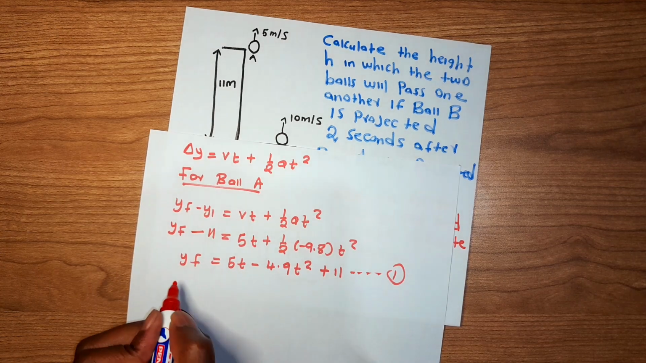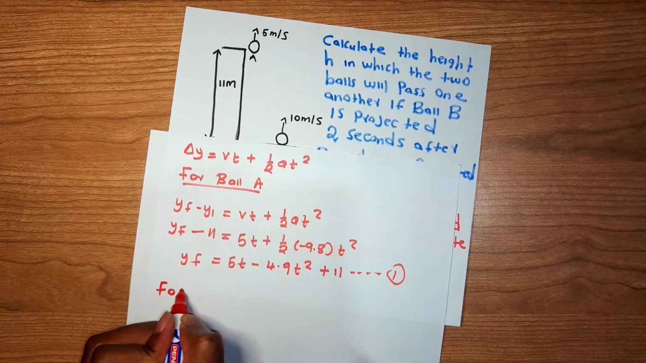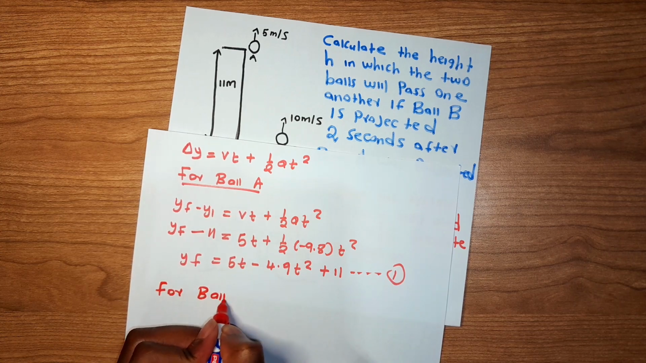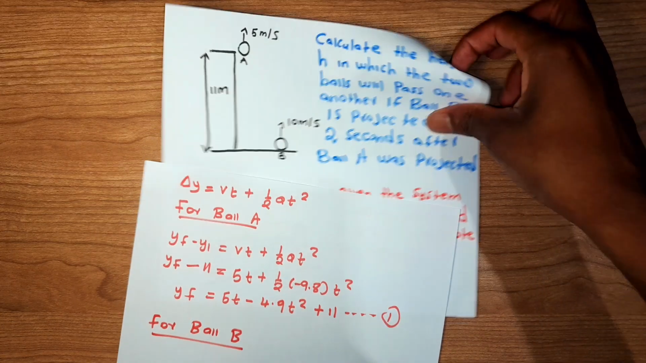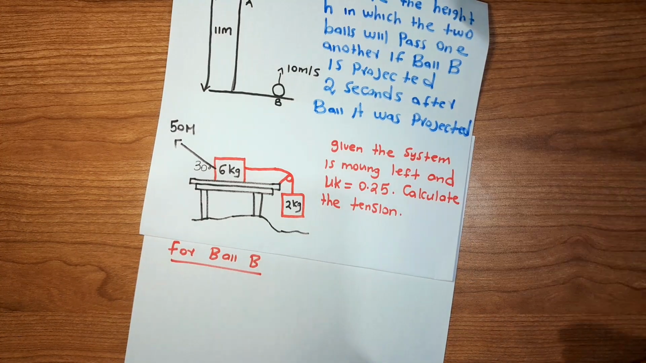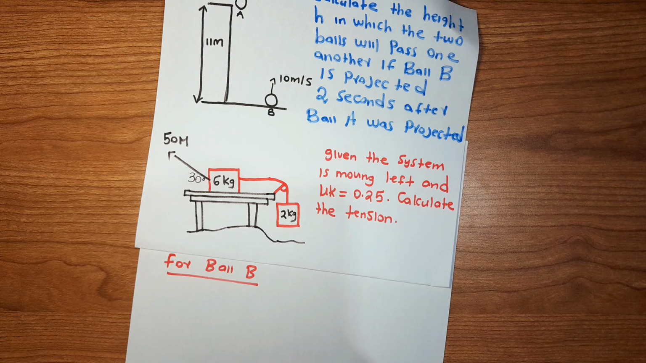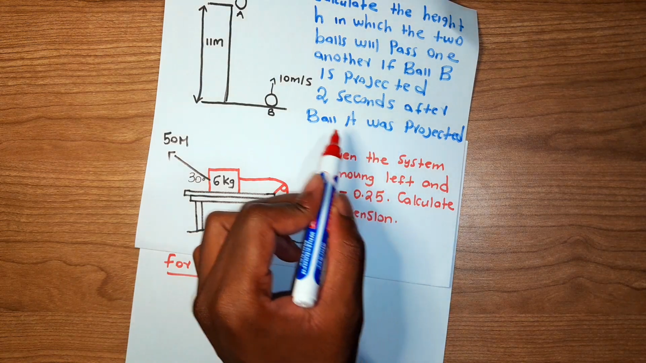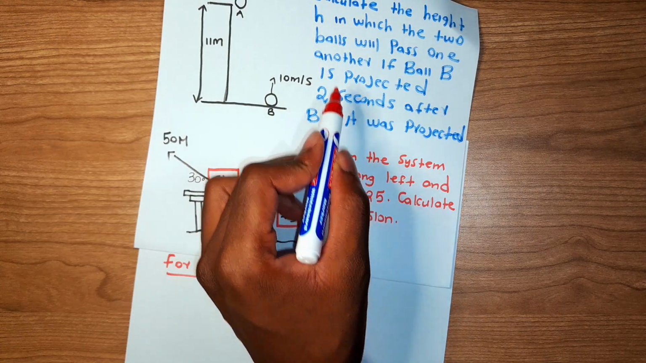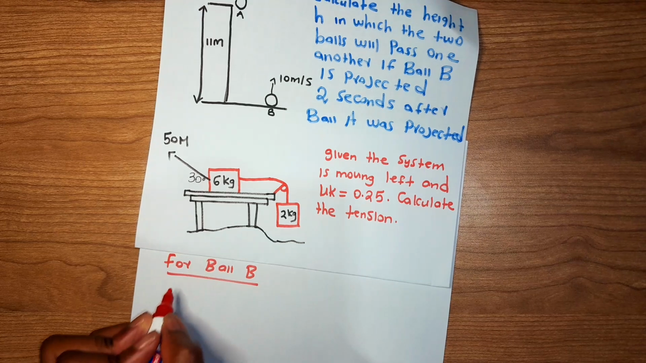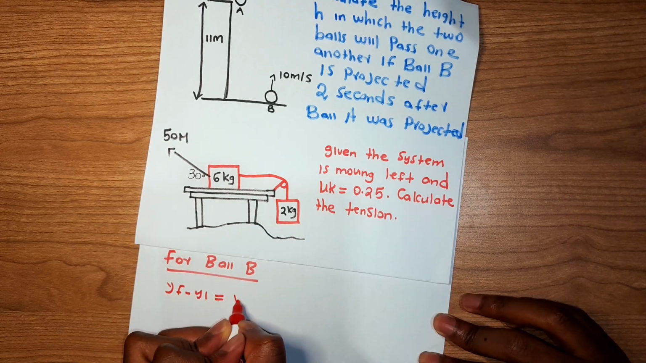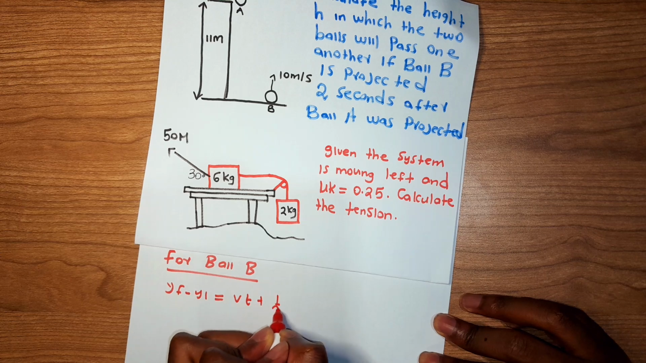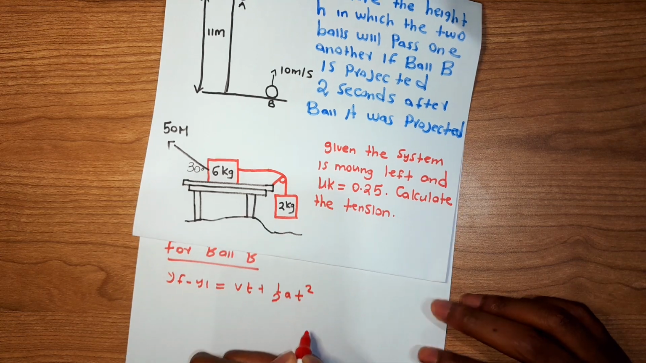Okay, let's now go to ball B. Now, what do we understand about the procedure for ball B? We know that ball B was projected 2 seconds after ball A was projected. So we're still going to use the equation y final equals y initial plus v initial change in time plus 1 over 2 a change in time squared.